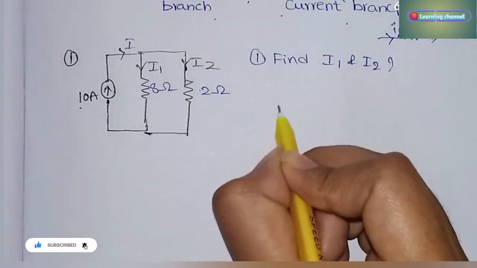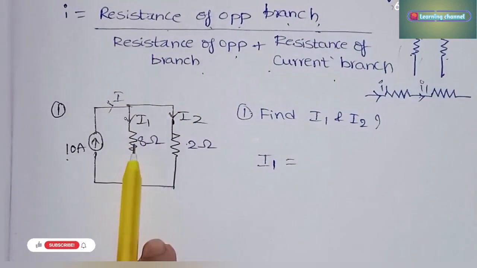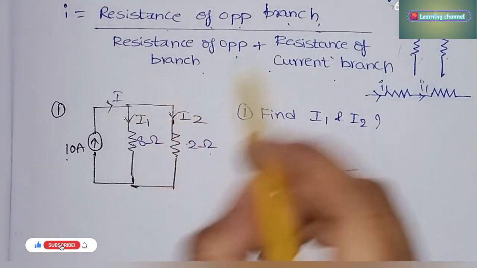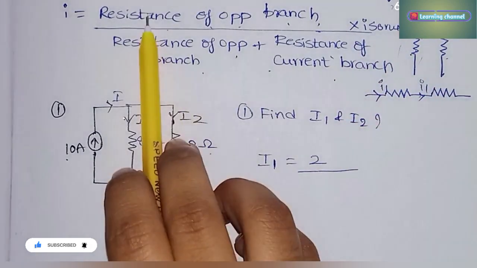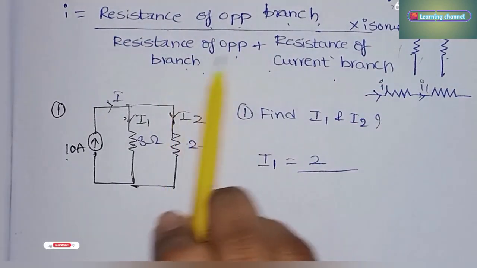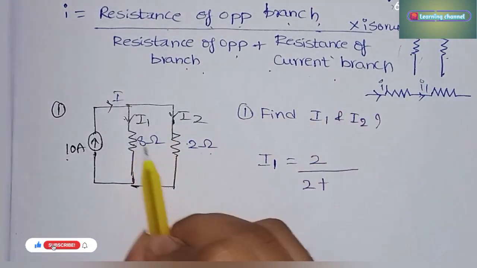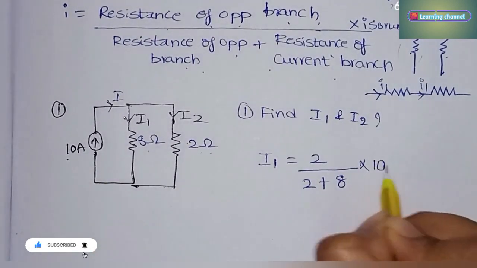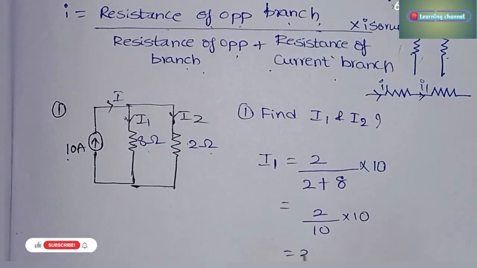According to this formula, if you want to find I1, what is the formula we have? Resistance of the opposite branch. What is the resistance of the opposite branch? Sorry, here we have I source, into I source we have to do. So resistance of the opposite branch divided by resistance of the opposite branch plus resistance of the current branch. The resistance of the opposite branch is 2 and the current branch is 8, into I source. The I source value is 10 amperes. So that is equal to 2 by 10 into 10, which is equal to 2 amperes. So the I1 value is 2 amperes.